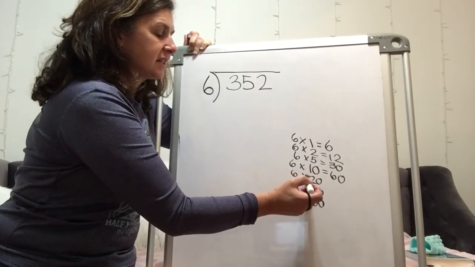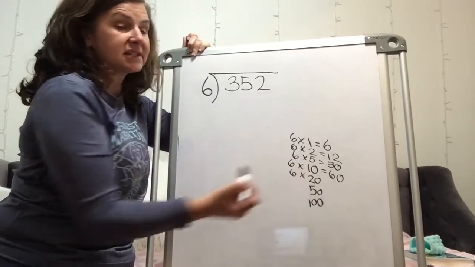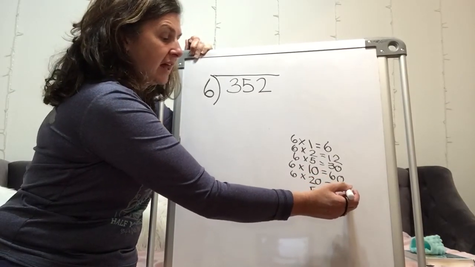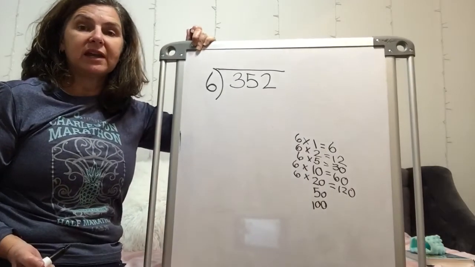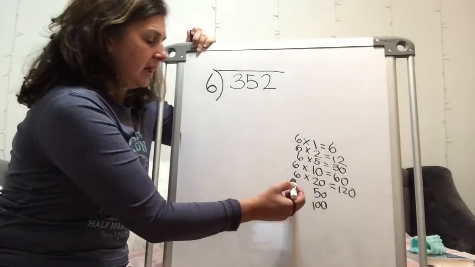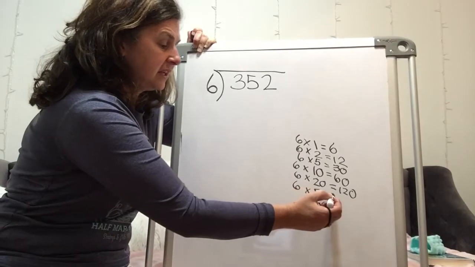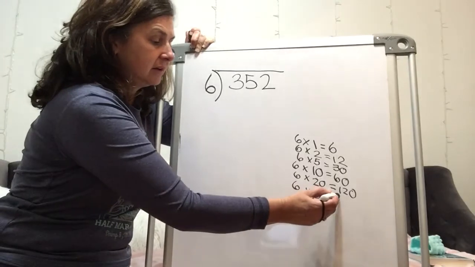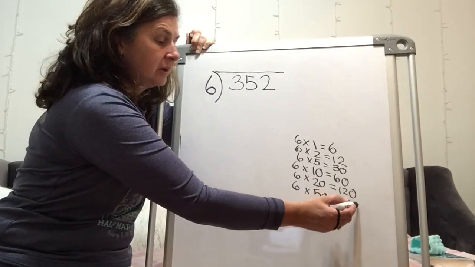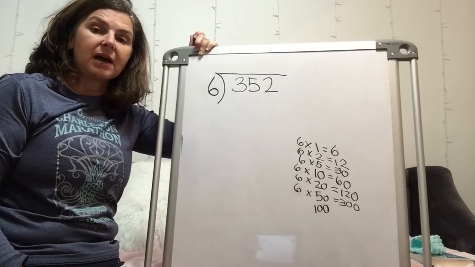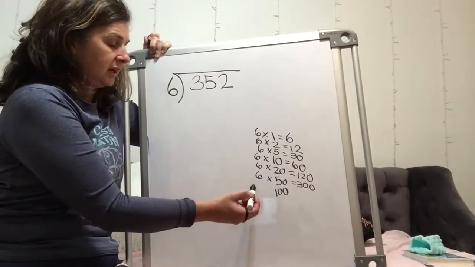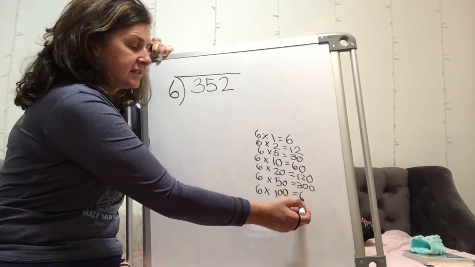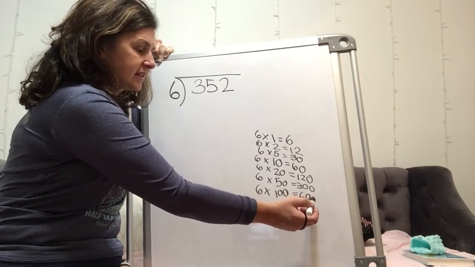And then when you get to 6 times 20, we already know that 6 times 2 is 12. So we're going to put our 12, and then we're just going to add our 0. So 6 times 20 is 120. And then 6 times 50, we know that 6 times 5 is 30. And we're going to add another 0 to make it 300. 6 times 50 is 300. And then 6 times 100, Nathan, is, you got it, 600.